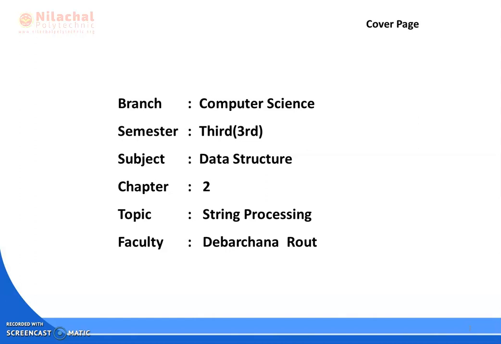Today we are going to discuss the subject data structure, part 2. In our previous topic, it was an introduction. We have already discussed different categories of data structure. There were basically two categories, that is primitive data structure and non-primitive data structure. We have also discussed different types of primitive data structures and different types of non-primitive data structures.